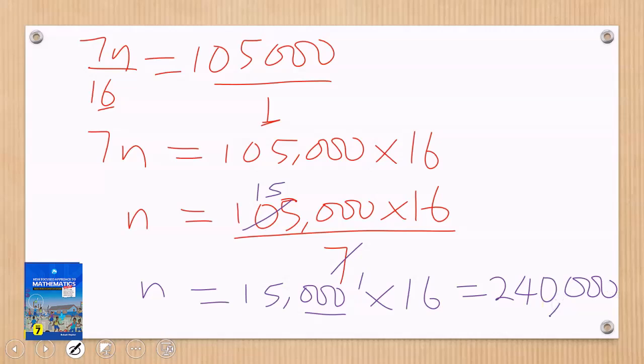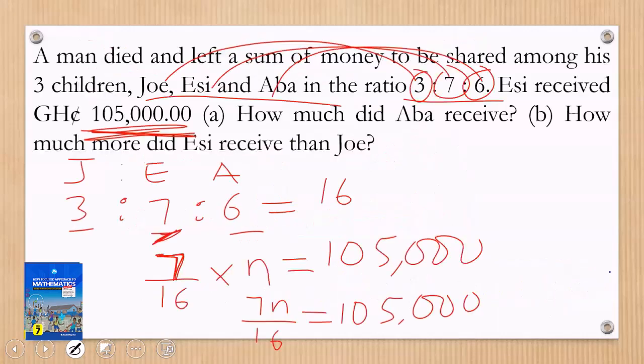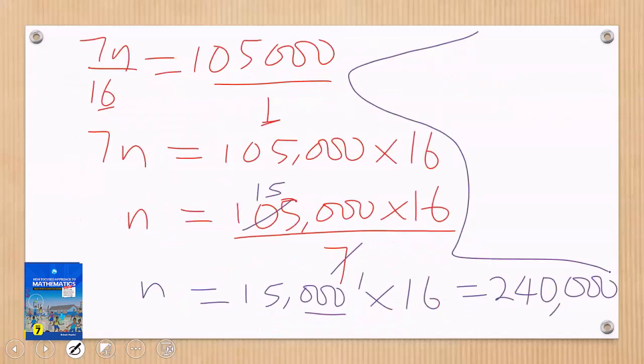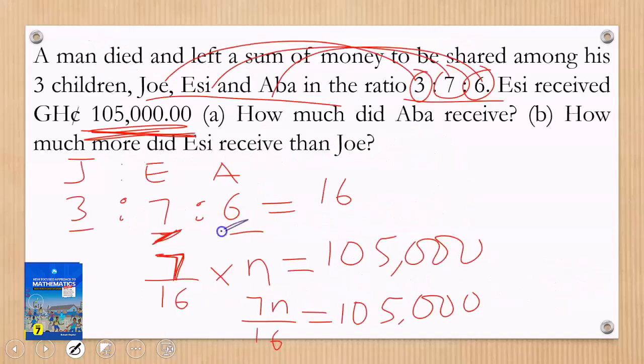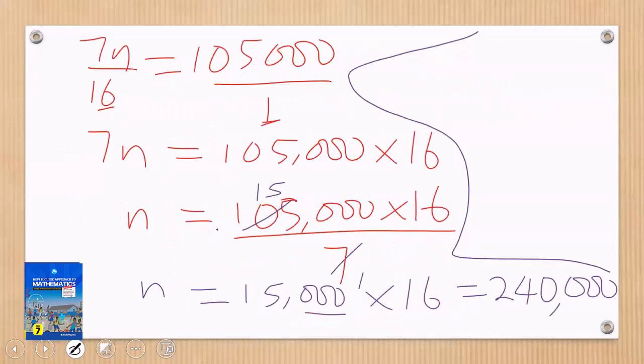So this was the amount that the man left for the children to share. And out of this, AC had 105,000. Now, the next question we want to find is, how much did Abba receive? So Abba's ratio is 6. So her share is going to be 6 out of the 16 times the total amount that they are to share, which is 240,000.